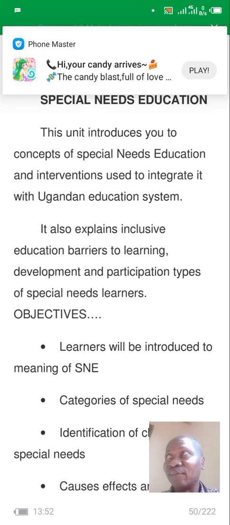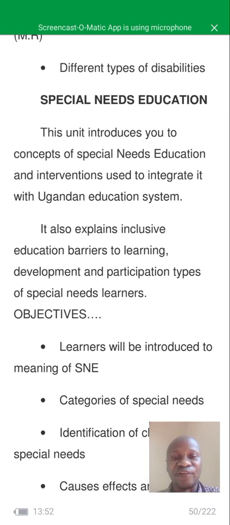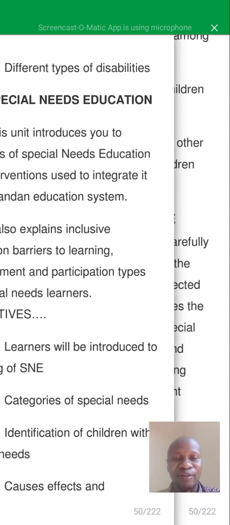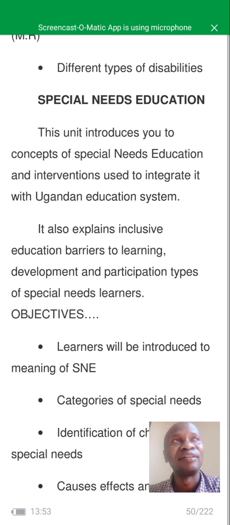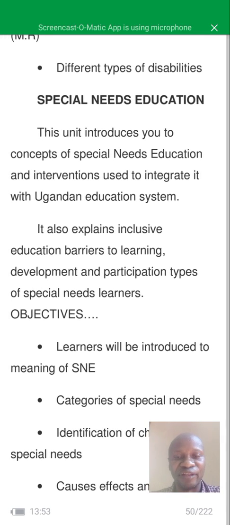What are the objectives of this course unit? Special needs education has a number of objectives. Students will be introduced to the meaning of special needs education. You have to know what it means and what it stands for. Then we are going to look at the categories of special needs, because special needs has a number of categories. We are going to look at category by category. Then we are going to look at identification of children with special needs. How can you identify those children that need to be assisted differently?